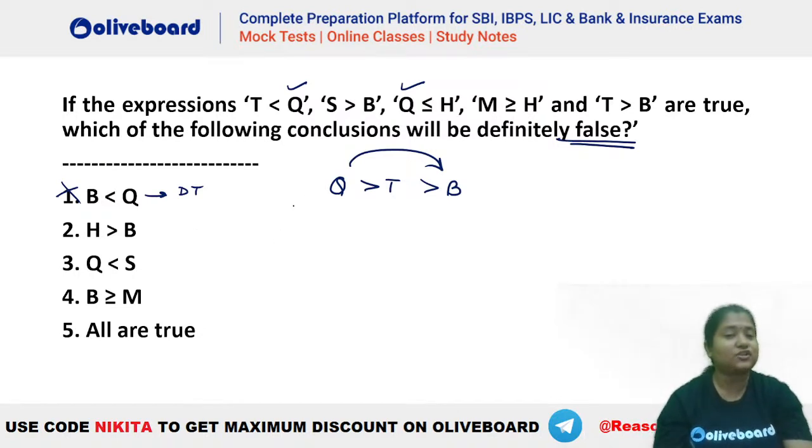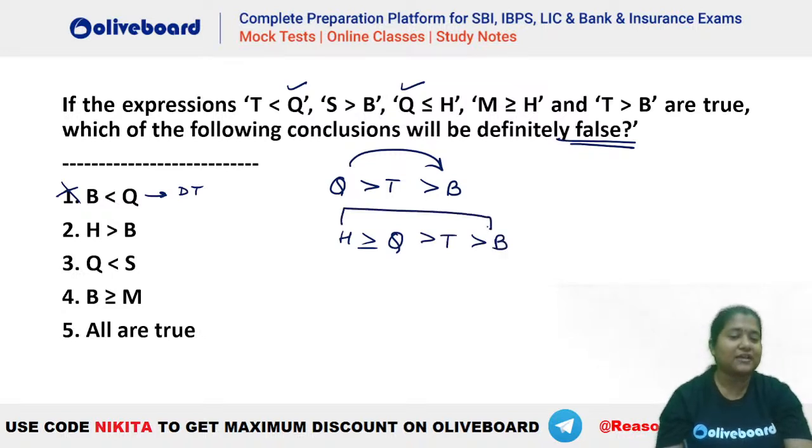Similarly, second one, H greater than B. How do we connect H to B? Again, you can see we have H greater than equal to Q. Q is greater than T and T is greater than B. So H greater than B. Again, you can see this is definitely true, isn't it? That is why not the right answer.